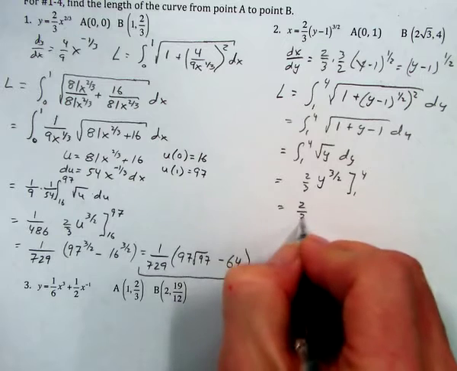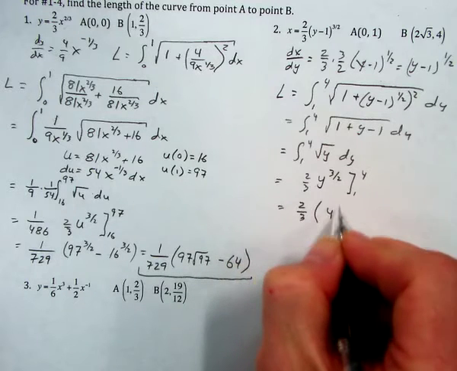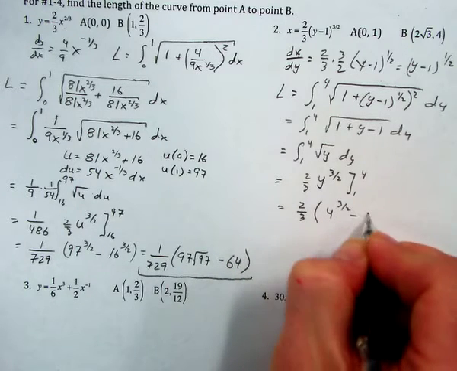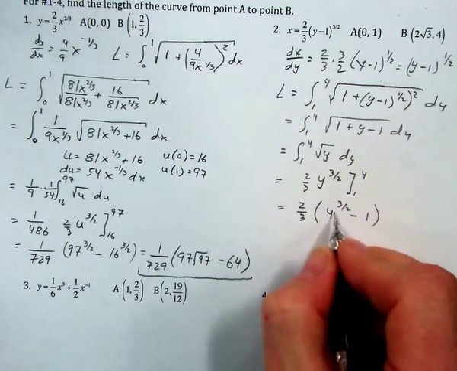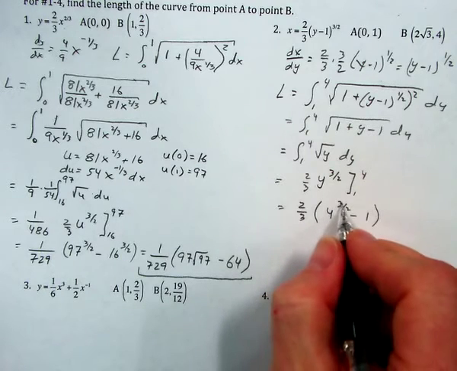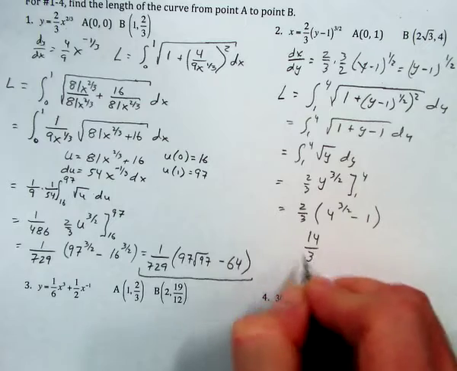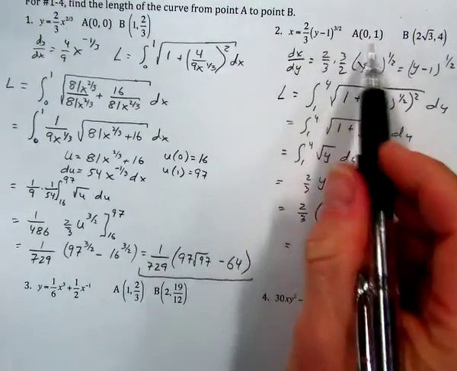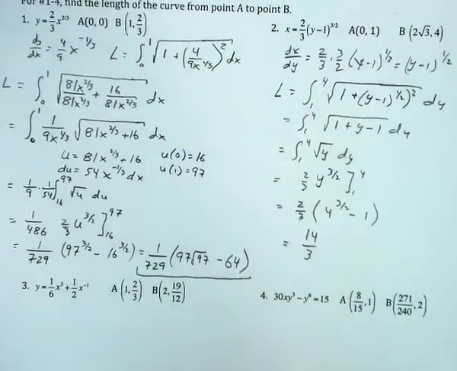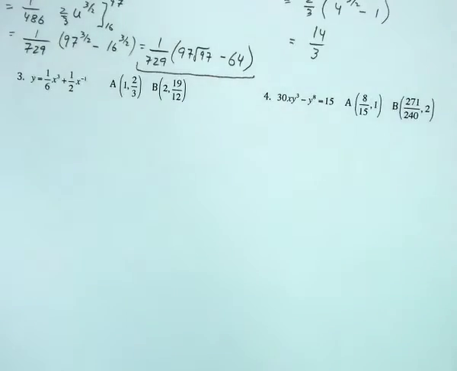So we get 2/3 times the quantity of 4 to the 3/2 minus 1. 4 to the 3/2, square root of 4 is 2. Cubed is 8. 8 minus 1 is 7. So we get 14/3. So the length of this curve from point A to point B is 14/3. Let's take a look at the last two.